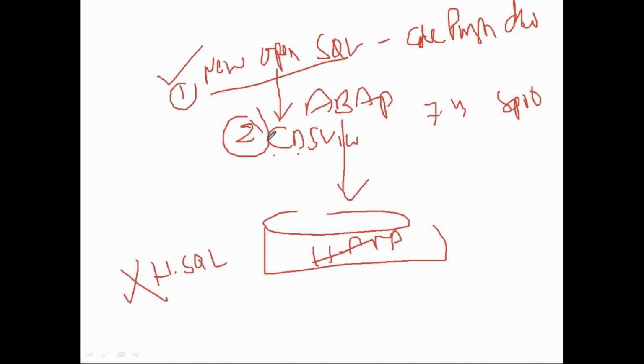Just like when you create something in the dictionary, it creates a component in the underlying database. So when you create a CDS view here, it internally creates a view in HANA. We don't need to create the HANA view; it gets created automatically as a result of the CDS view. The CDS view is now part of the ABAP area, and it is using new OpenSQL.